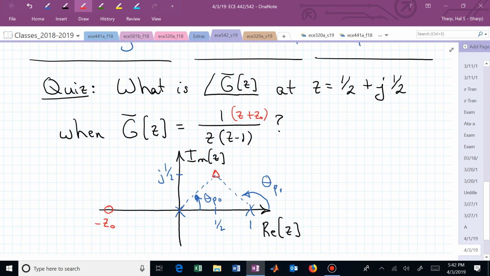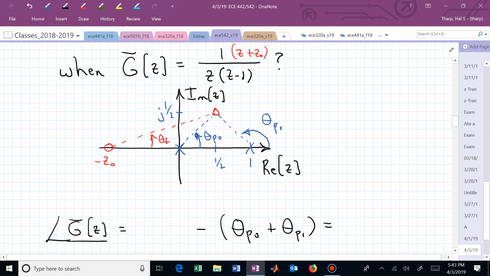And how big is that angle? Just in very quick terms, is it bigger or smaller than 45? Smaller. And how does that incorporate into the angle for g bar of z? So now I'm just looking at this angle, and that would be my theta of z.